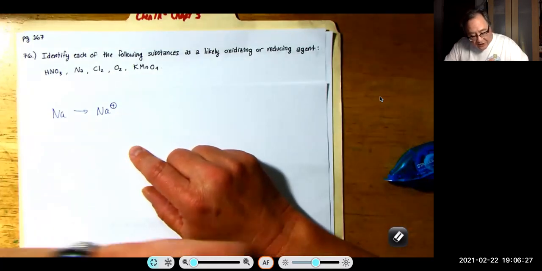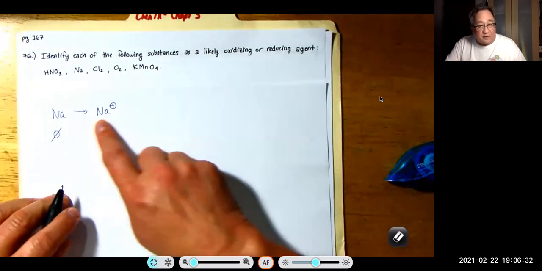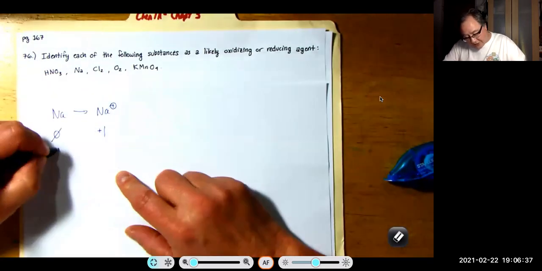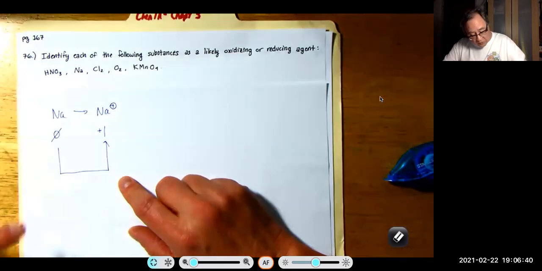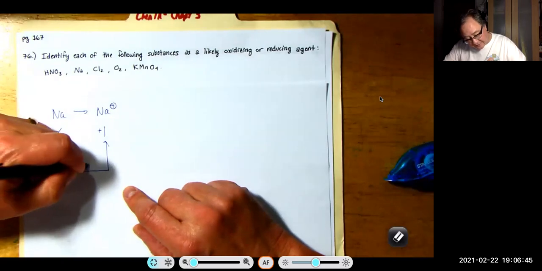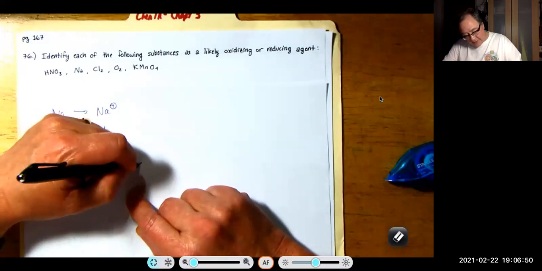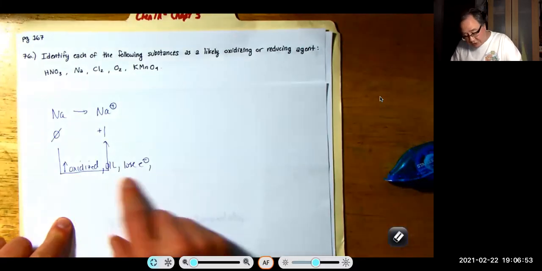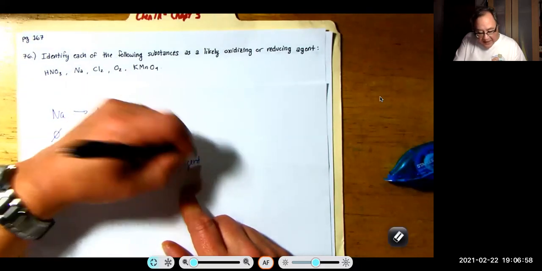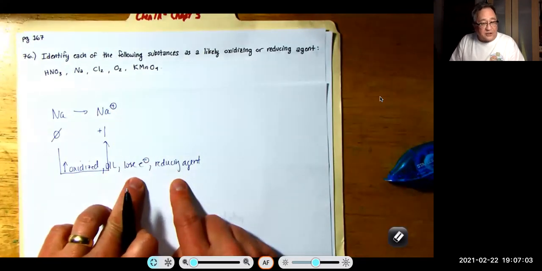So what is the oxidation number of a pure neutral element? 0. What's the oxidation number of a monoatomic ion? The charge on the ion. So the oxidation number of sodium goes from 0 to +1, which is an increase, which means oxidized, which means oil, which means loses electrons. And because it's oxidized, it's a reducing agent. So anything that likes to become a cation is probably a reducing agent.